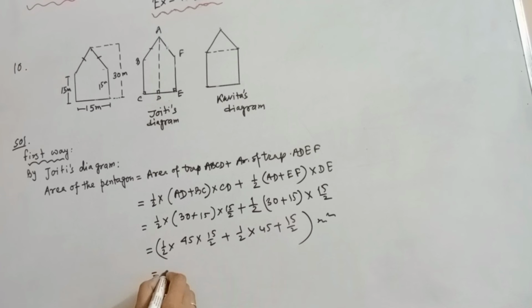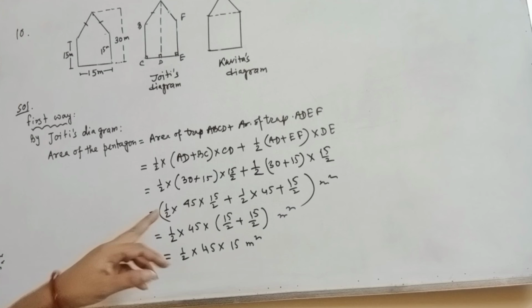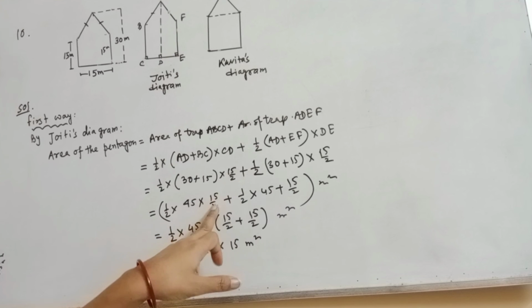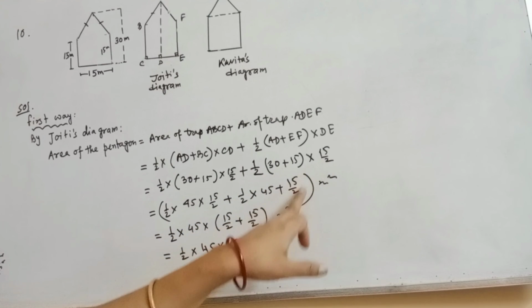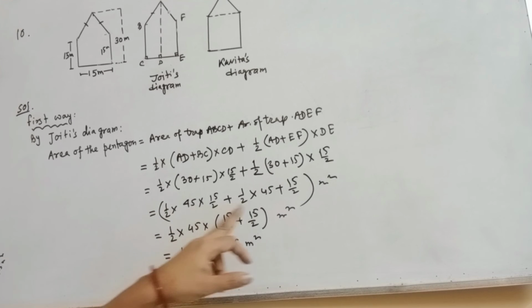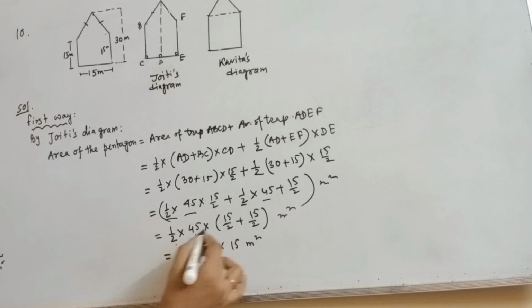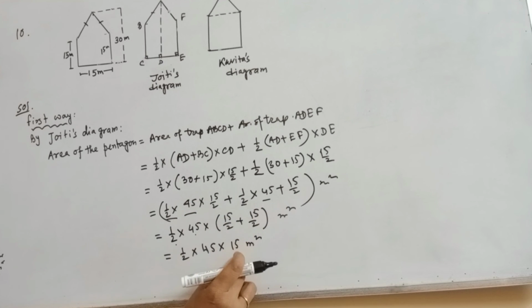So this one plus this one, half into 45 into 15 by 2 plus half into 30 plus 15, that is 45, into 15 by 2. Now I am taking half and 45 as common. So half into 45, then 15 by 2 plus 15 by 2, that is 15. So half into 45 into 15 meter square.